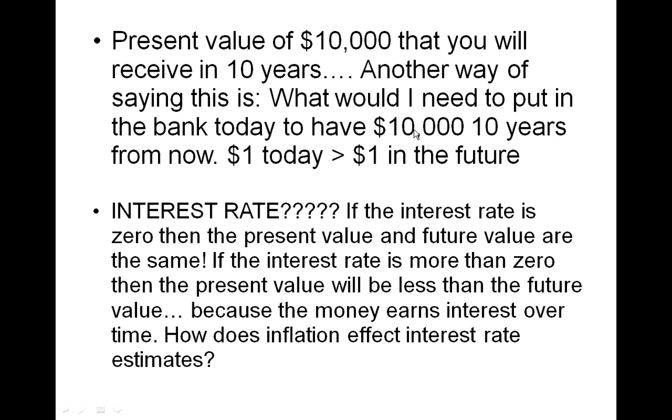Now, in order to calculate this, we need to know what the interest rate is. And this is an important point. If the interest rate is 0, how much money would you have to put in the bank today in order for it to be worth $10,000 in 10 years? The answer to that is $10,000 because it's not earning any interest. Well, as long as the interest rate is greater than 0, then the present value is going to be less than the future value because the present value, the money today, is going to be earning interest over time.